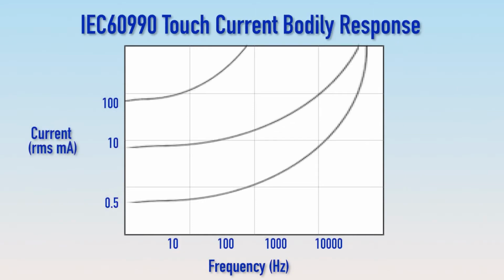Most electronics follow international guidelines such as IEC 60990 that define the different levels of hazard current and how it reacts to the human body in terms of current intensity, ranging from perception, measured at a few microamps, to electrical burn at several hundred milliamps.